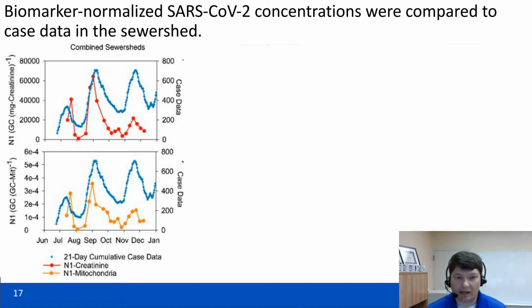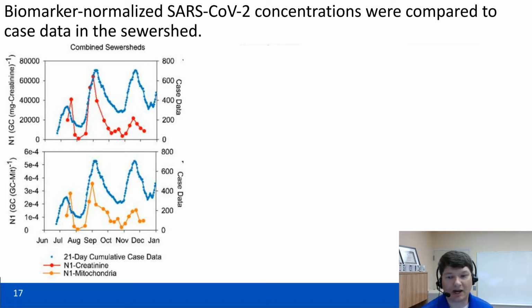So taking that case data and plotting that against our SARS-CoV-2 concentrations, and again, I'm in this case reporting N1 concentrations on the y-axis, and in this case only presenting the data where we normalize to mitochondria or creatinine, those human-specific biomarkers that would be found in the wastewater. And in the combined sewer sheds, so we're looking at the combined data for both sewer sheds, we see our blue case data trend, those 3 spikes. And then in our wastewater data, we see our 3 spikes when we normalize to creatinine. And in the bottom graph, we see in orange our SARS-CoV-2 N1 concentrations when normalized to creatinine.